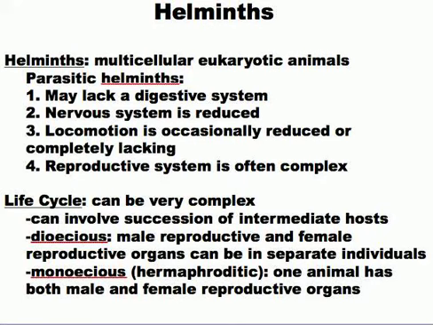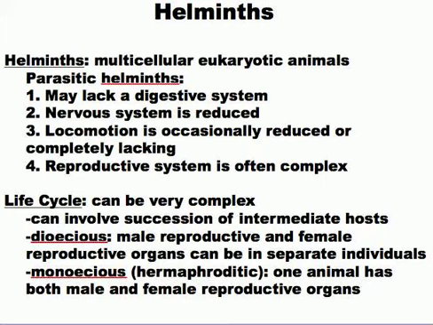So that wraps up the protozoans. We're going to move on and talk about the helminths. The helminths are parasitic animals. Most belong to two phyla, either the platyhelminths, which are the flatworms, or the nematodes, which are the roundworms. So in this section, we're just going to talk about parasitic worms.